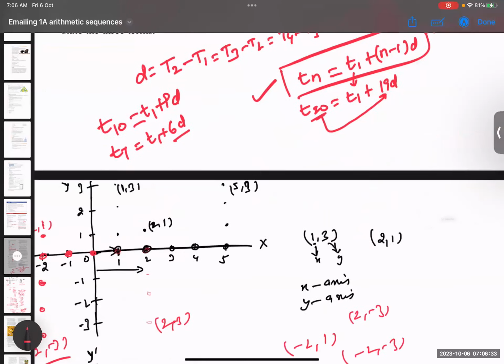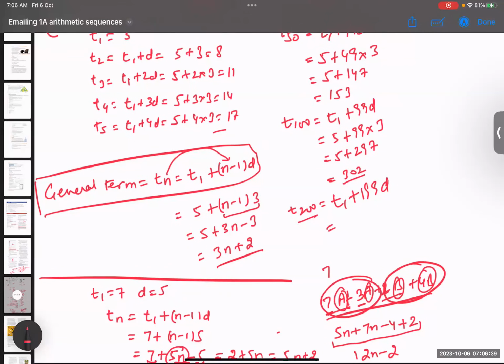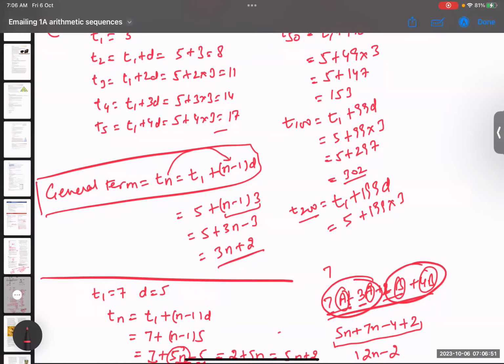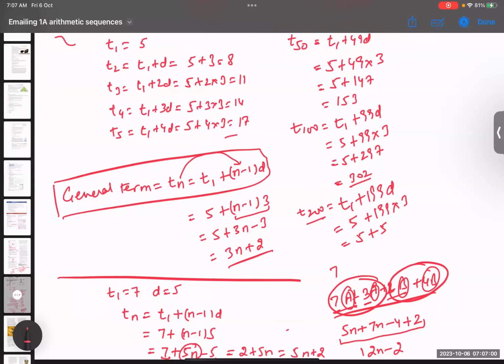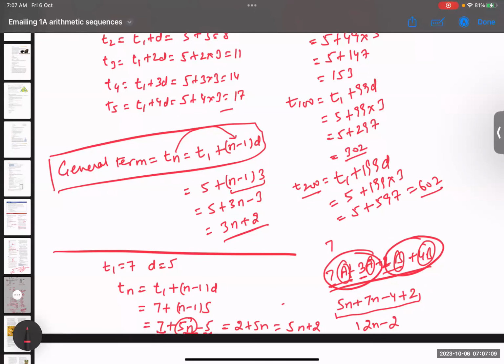Now it is T1 plus 199D. How to do it? We have to figure out the first term. The first term is 5, and 3 is the difference. So 5 plus 199 times 3. 199 times 3 is 597, plus 5 is 602.